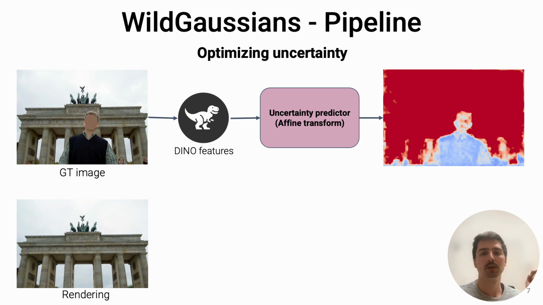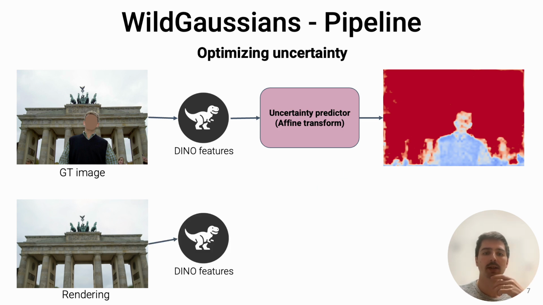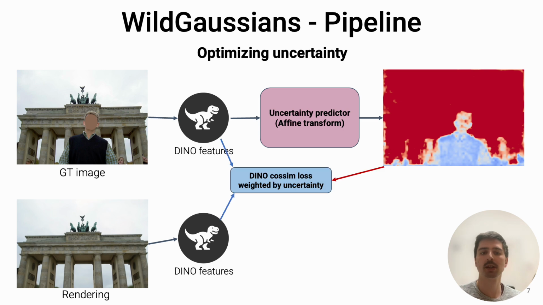So how do we optimize this uncertainty prediction? We again take the DINO features of the rendering, and we also take the DINO features of the ground truth image, and we just take the cosine similarity between the DINO features of the ground truth and the rendering, and use this as the target for the uncertainty predictor.